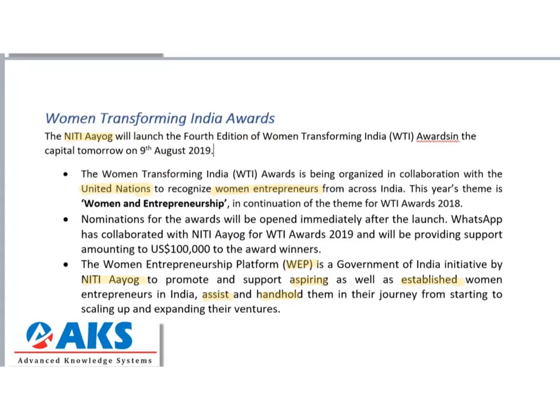Next, the Niti Aayog will launch the fourth edition of Women Transforming India Awards. So, this Women Transforming India Awards is being organized by Niti Aayog in collaboration with the United Nations to recognize women entrepreneurs from across India. This year's theme is Women and Entrepreneurship, in continuation of the theme for WTI Awards 2018. The Women Entrepreneurship Platform is a Government of India initiative by the Niti Aayog so as to promote and support aspiring as well as established women entrepreneurs in India so as to assist them and handhold them in their journey from starting to scaling up as well as expanding their startups and ventures.